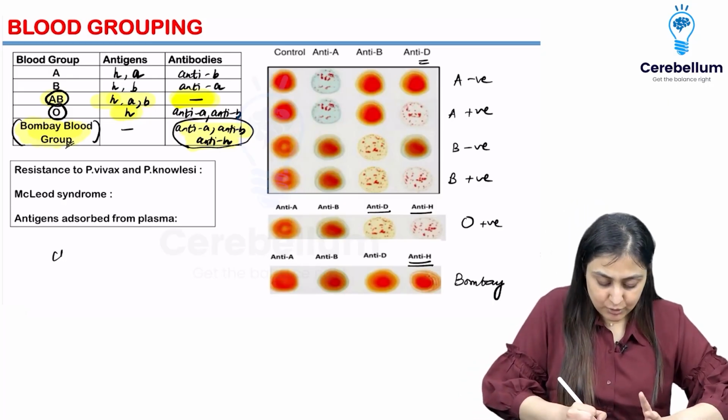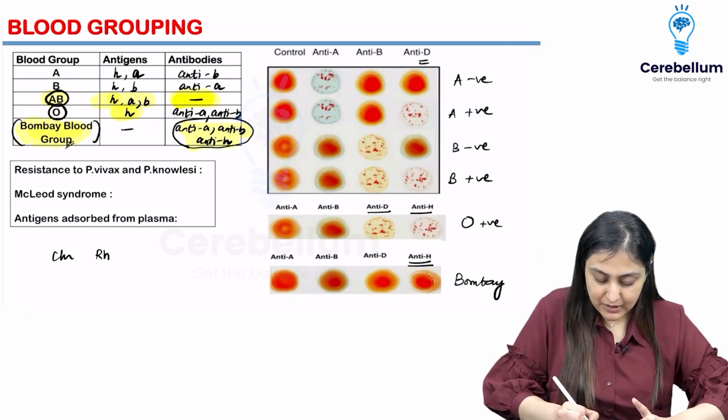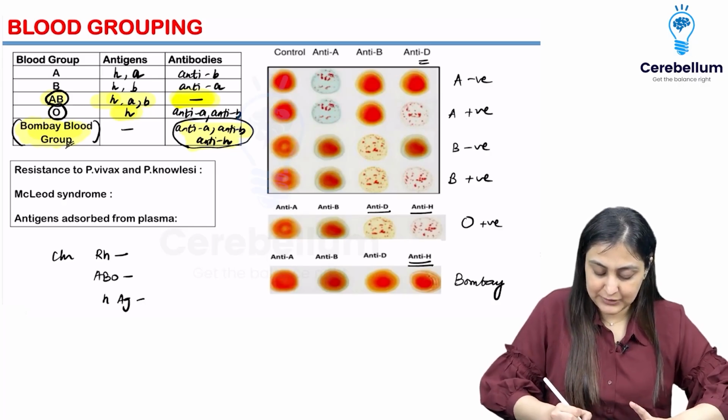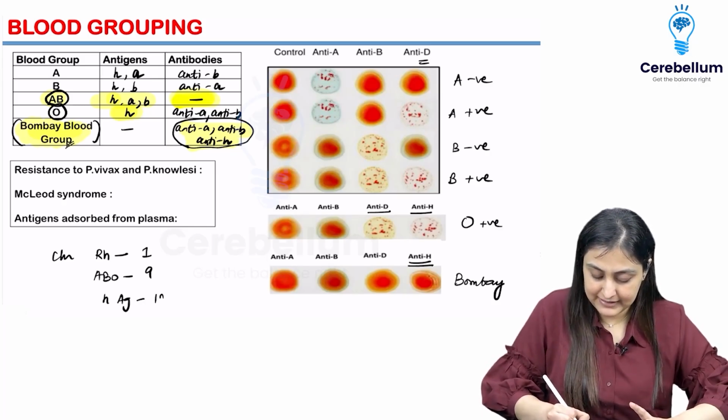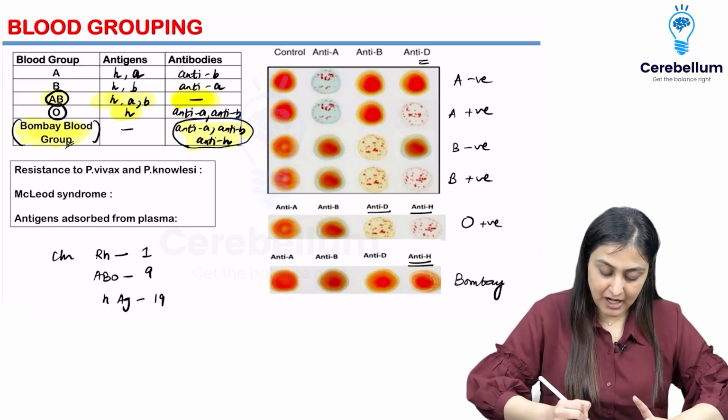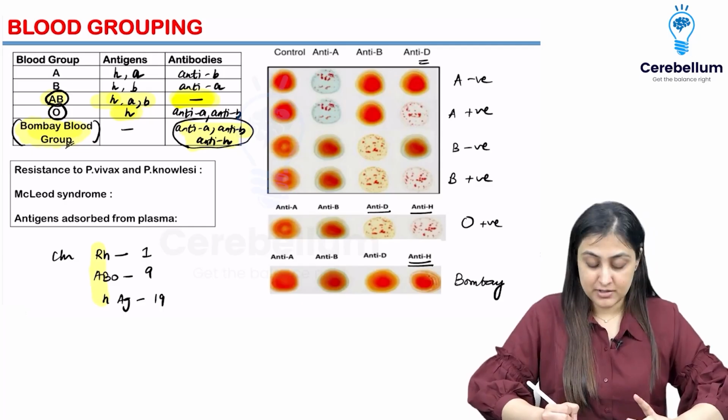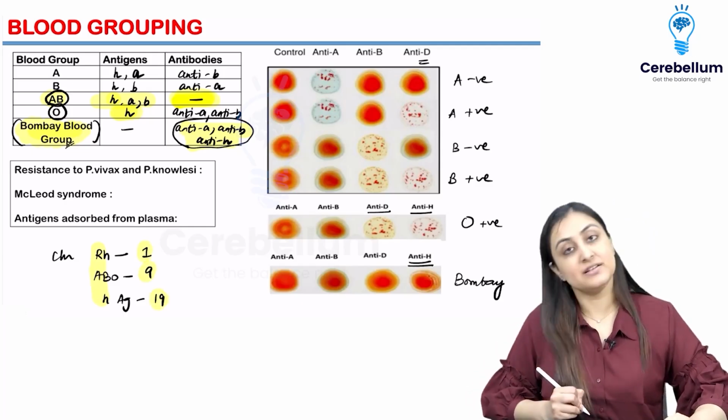Also remember the chromosomes, very easy. You remember RH chromosome, ABO and then H antigen. So this is all in order 1, 9 and 19. You can remember Rah. Rah means road. So remember road or Rah, 1, 9, 19.